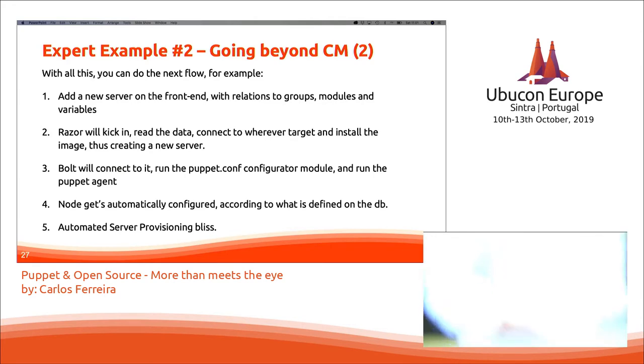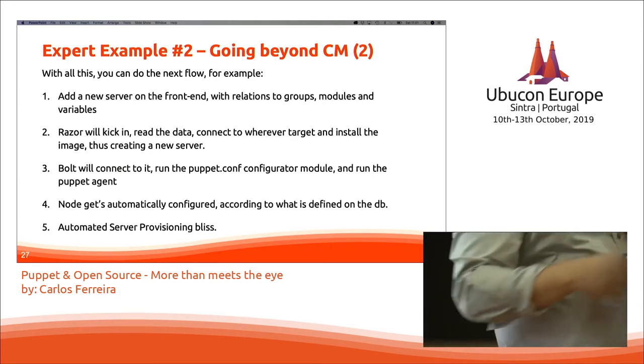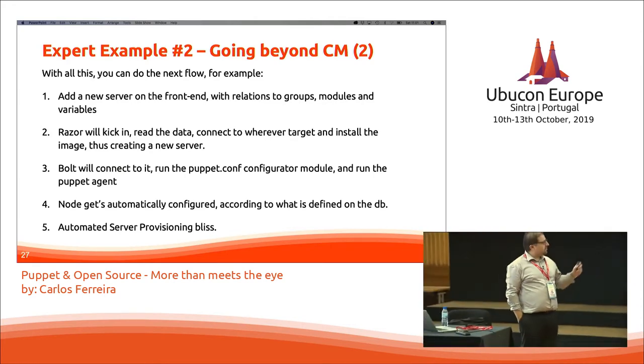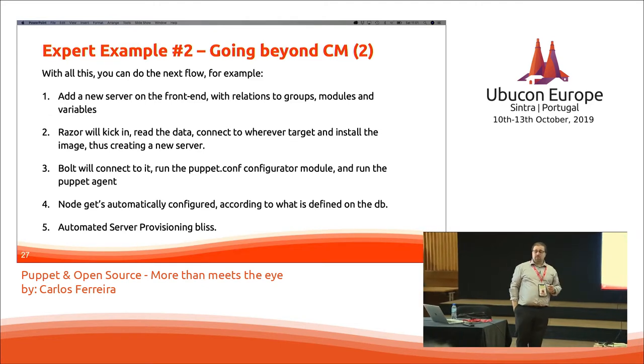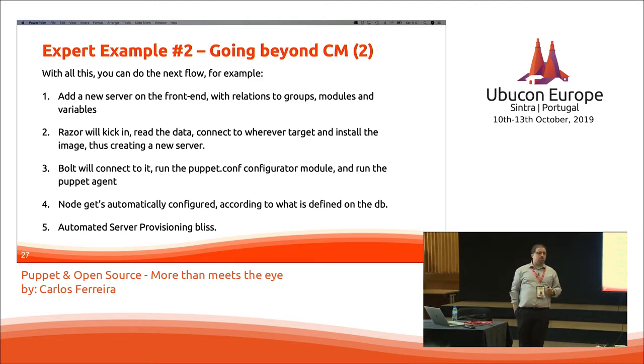For example, you can add a new server on the front end with a relation to groups, modules, and variables. Razor will kick in, because Razor is always looking for orders. It's daemon mode, so it's actually always running. You just need to trigger something. Razor will kick in, read the data, connect to whatever target and install the image, thus creating a new server.